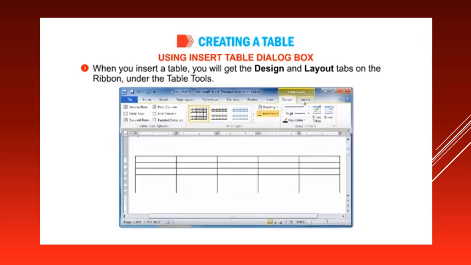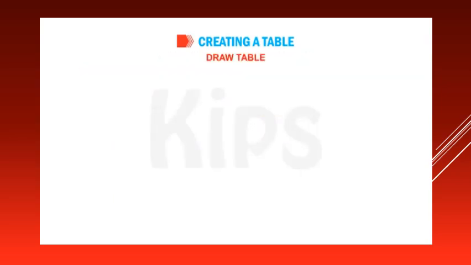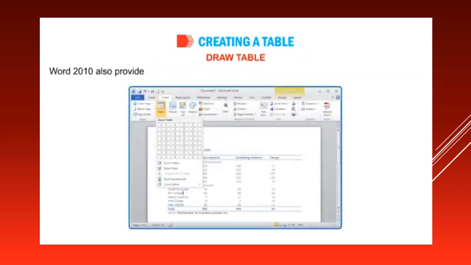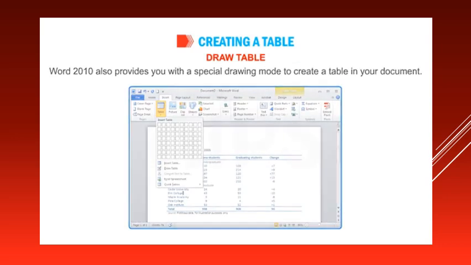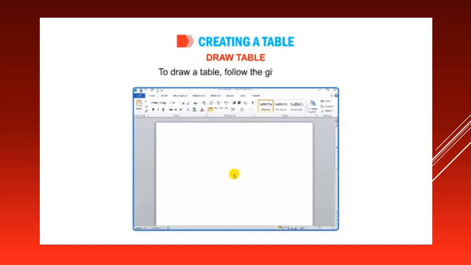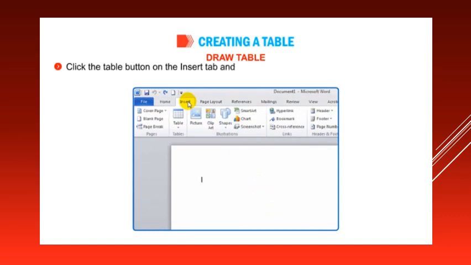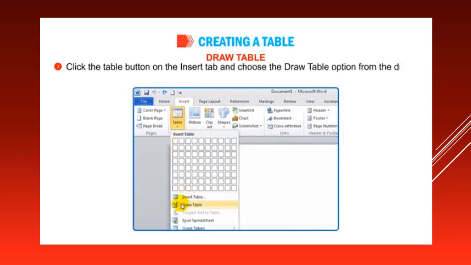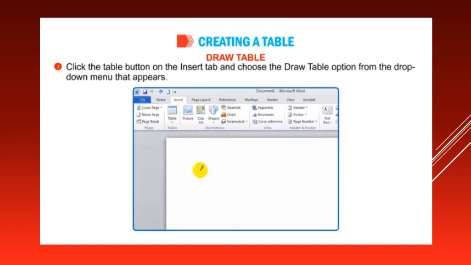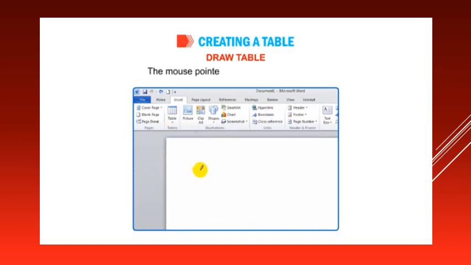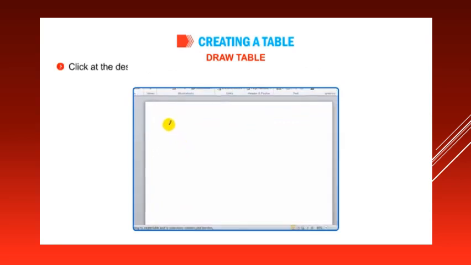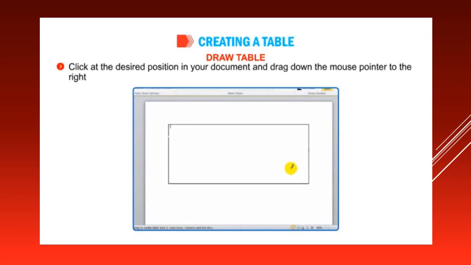Draw table. Word 2010 also provides you with a special drawing mode to create a table in your document. To draw a table, follow the given steps. Click the Table button on the Insert tab and choose the Draw Table option from the drop-down menu that appears. The mouse pointer changes to a pencil icon.